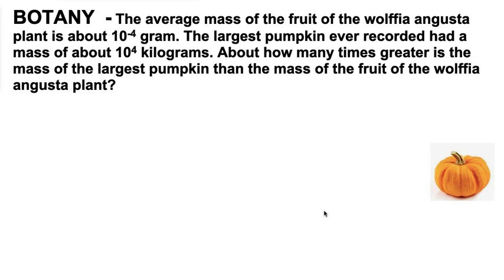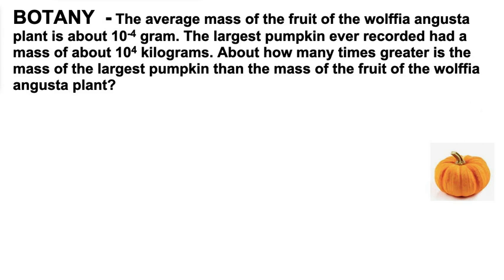Now, I have no idea what a Wolffia Angusta is, but this is in your textbook. This is question number 52. It's this little tiny fruit that's about 10 to the -4 grams. So that means it's small. Now, the largest pumpkin ever recorded, it must have been in Alaska, had a mass of about 10 to the 4th. So how many times greater is the mass of the largest pumpkin than that of that little tiny wee thing, the Wolffia Angusta?